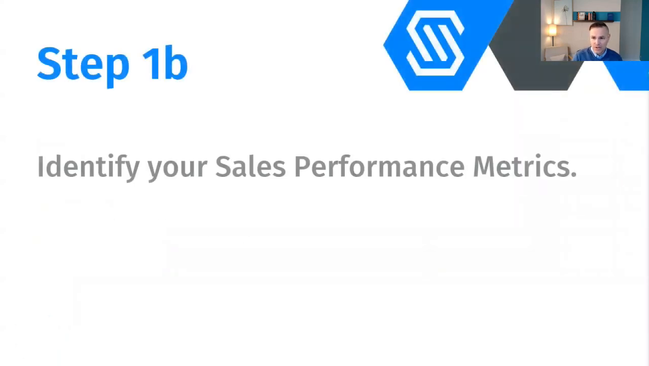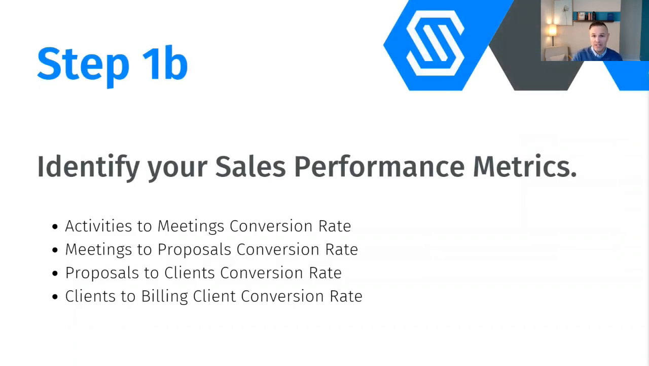Now, there is another side to the data that you do need to get other than the operational performance. You do also need to understand your sales performance metrics. So step 1B, and step 1 is just getting data, right? Understanding your business and how it operates. Step 1B is understanding your salespeople and how they operate.